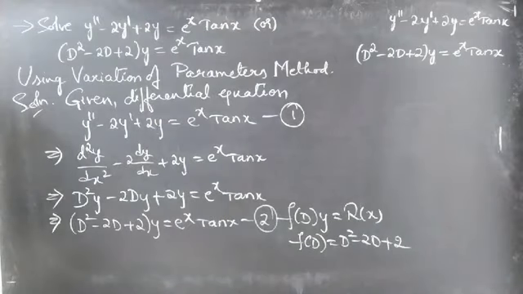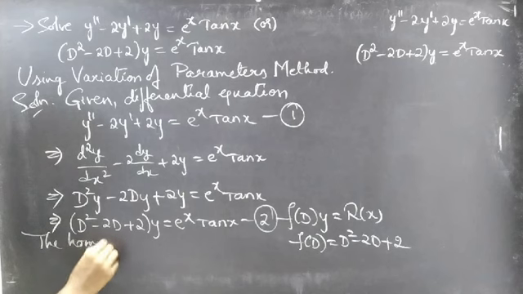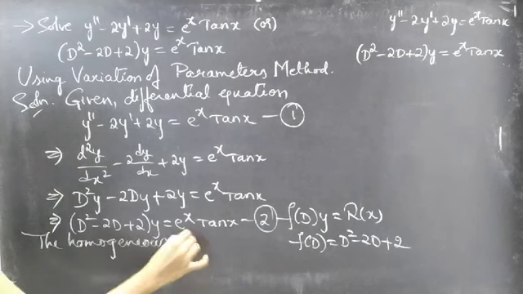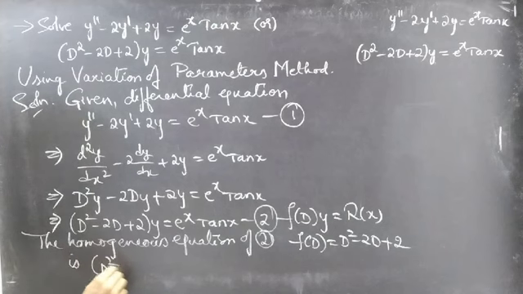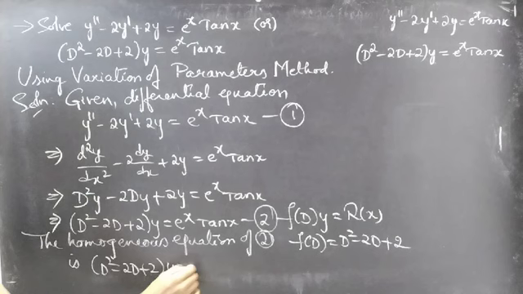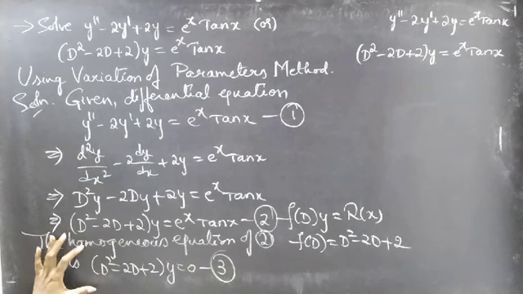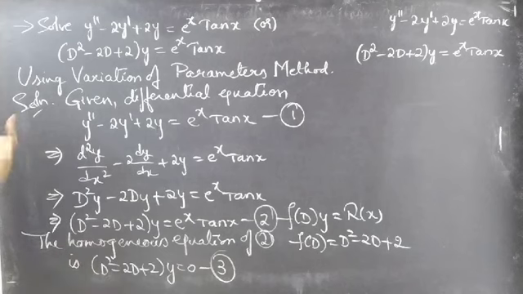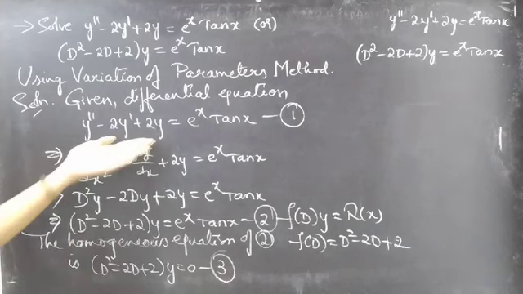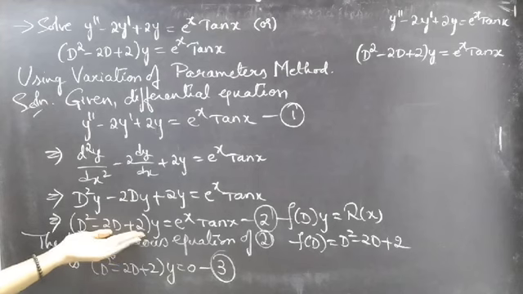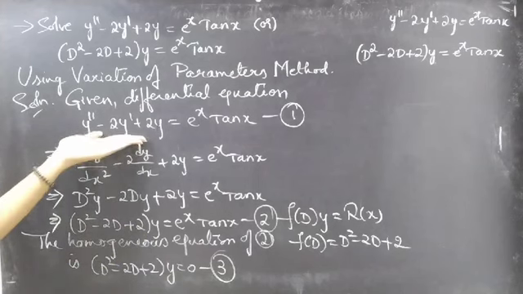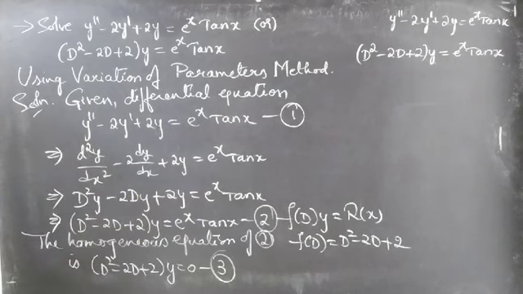Now let's write the homogeneous equation of equation 2. The homogeneous equation of 2 is (D square minus 2D plus 2) into y equal to 0. Consider it as equation number 3. Now, we'll find the solution to this homogeneous equation using the auxiliary equation. Later, using the solution of the homogeneous equation, we'll find the general solution to 1 and 2. See, equation 2 is the equation 1 in operator form. Okay, fine. Now coming to the auxiliary equation.